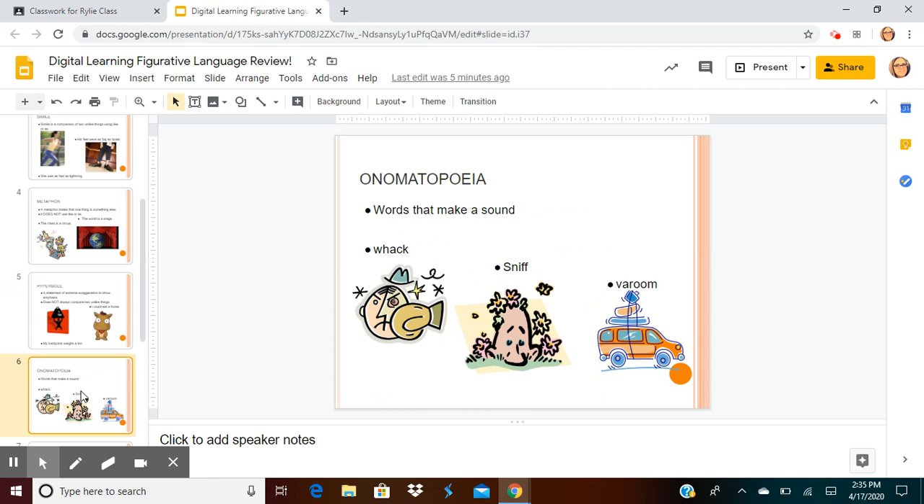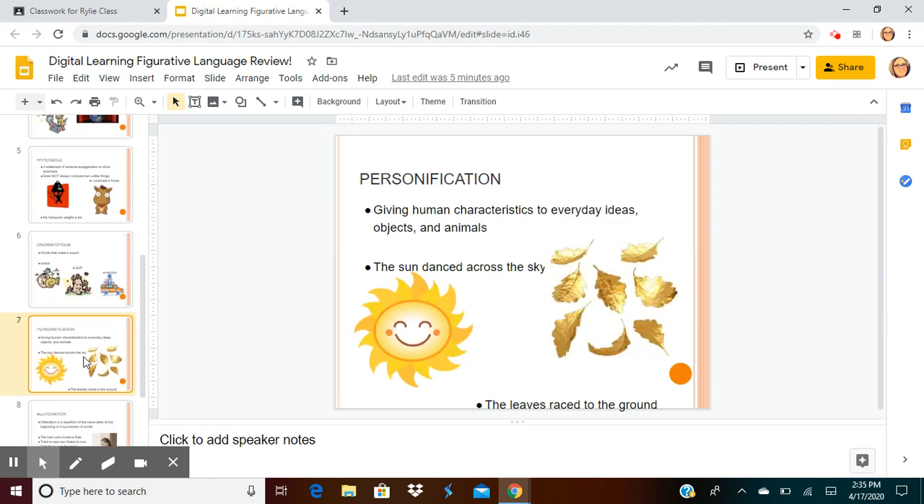Next, onomatopoeia. Words that make a sound. Whack, sniff, varoom. Next is personification, giving human characteristics to everyday ideas, objects, and animals. The sun danced across the sky. The leaves raced to the ground. The sun really can't dance, and the leaves really can't run or race. We use that as an example in order to bring these things to life in our poetry.